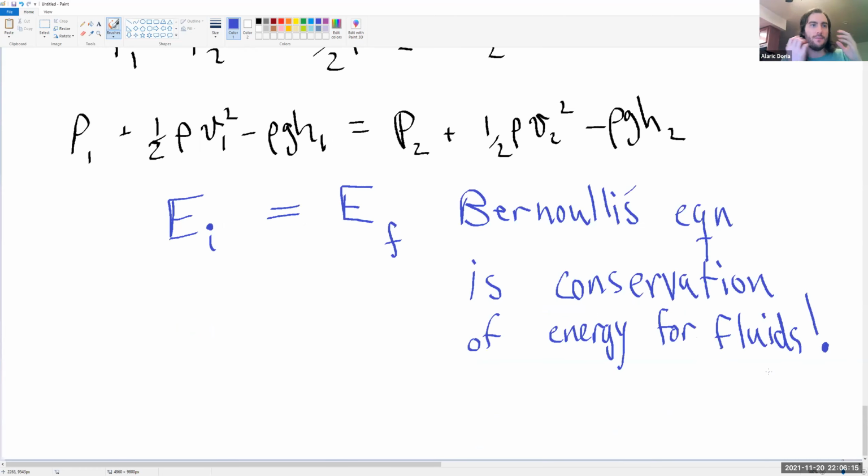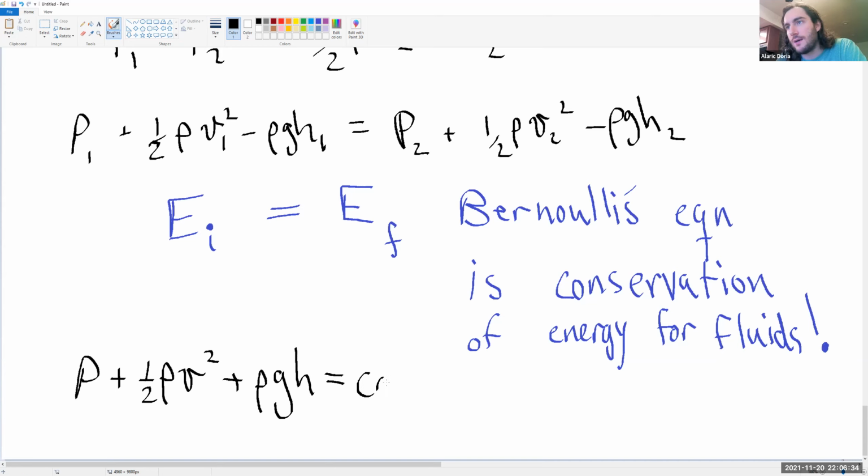Okay, we have a statement: something initial equals something final. One more thing you could do is say the pressure plus 1/2 the density times the velocity squared plus the density times gh is equal to some constant, because this thing is not going to change with time. And this is true at every location in the fluid. Every single location inside that pipe, where the fluid is located, this statement is true.